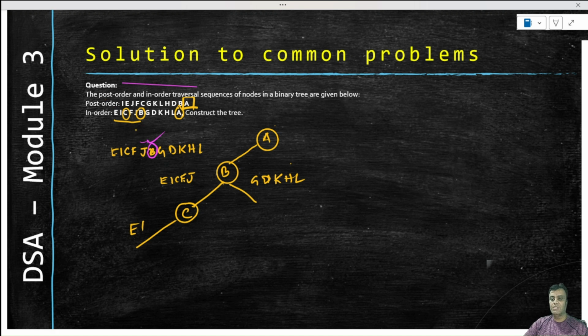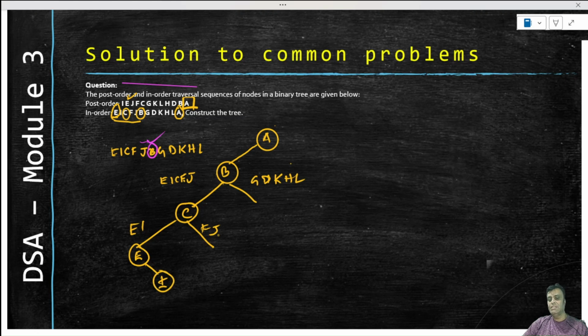I can see left subtree as EI, and FJ is my right subtree. And with EI, I go to the post order, and what I see is E comes first. So E comes first means E is the root. If I take E to the in order and ask what is the left and right, it says you don't have any left, but you have a right, which is I.